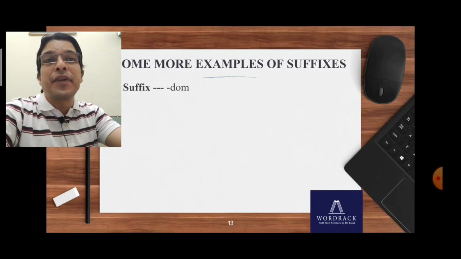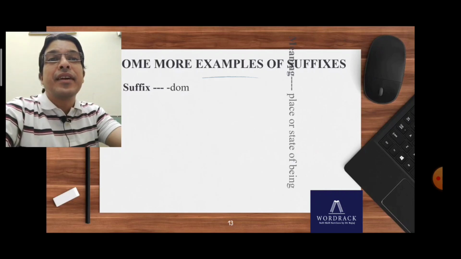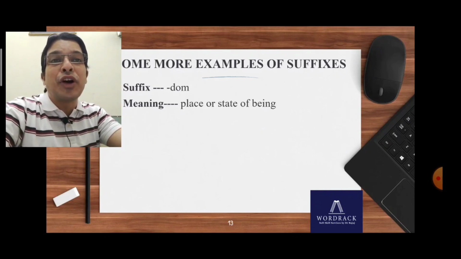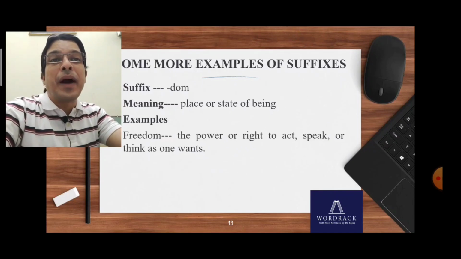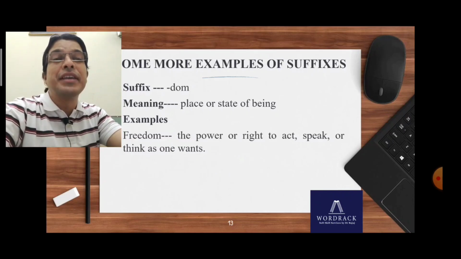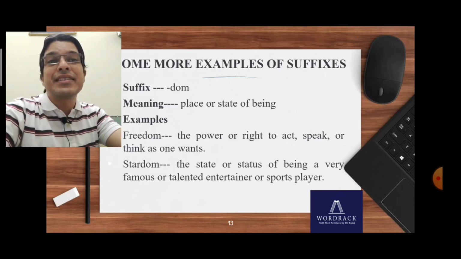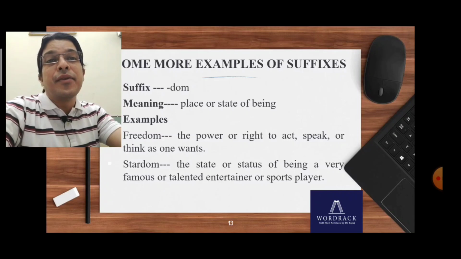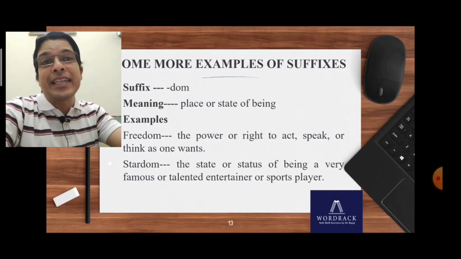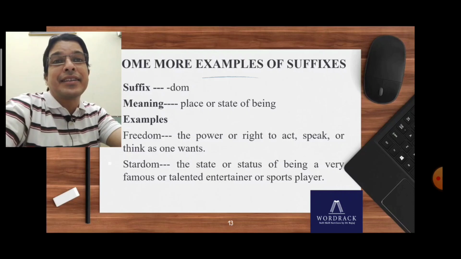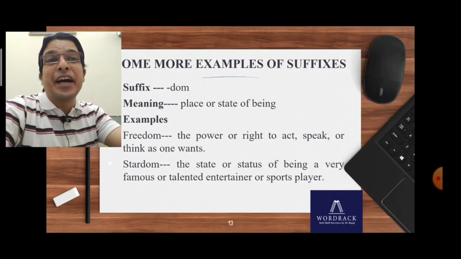Next example, suffix DOM. Now, it has the meaning of place or state of being. Example, freedom, the power or right to act, speak, or think as one wants. Freedom of speech, for instance, is very important. Stardom, the state or status of being in a very famous or talented entertainer or sports player. Whenever someone is very famous as an actor, as an entertainer, as a player, we say that he has stardom.